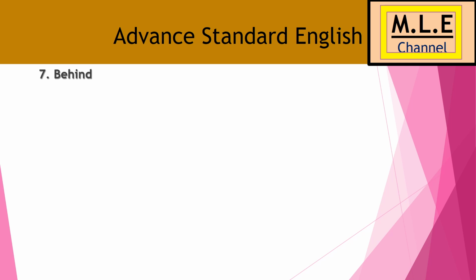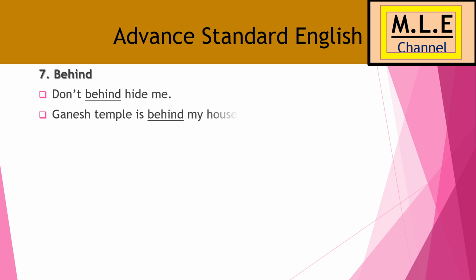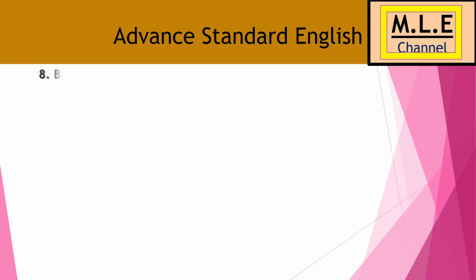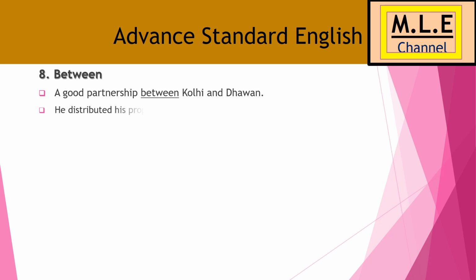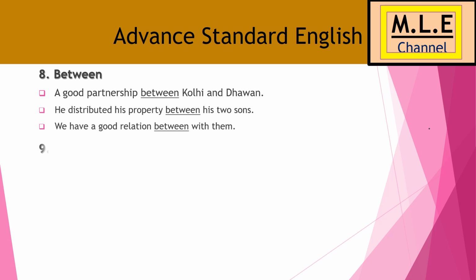Number 7. Behind. Don't stand behind me. Ganesh temple is behind my house. Please sit behind me. Number 8. Between. A good partnership between Kohli and Dhawan. He distributed his property between his 2 sons. We have a good relation with them.